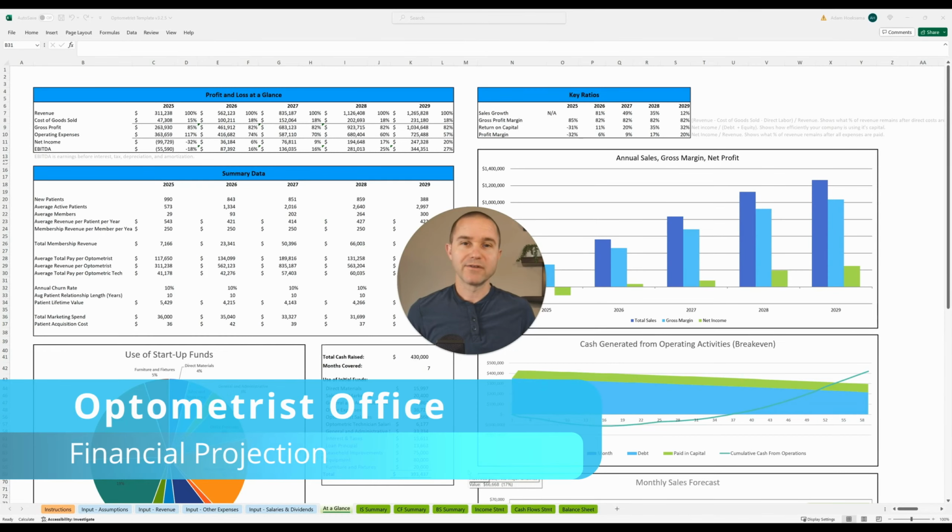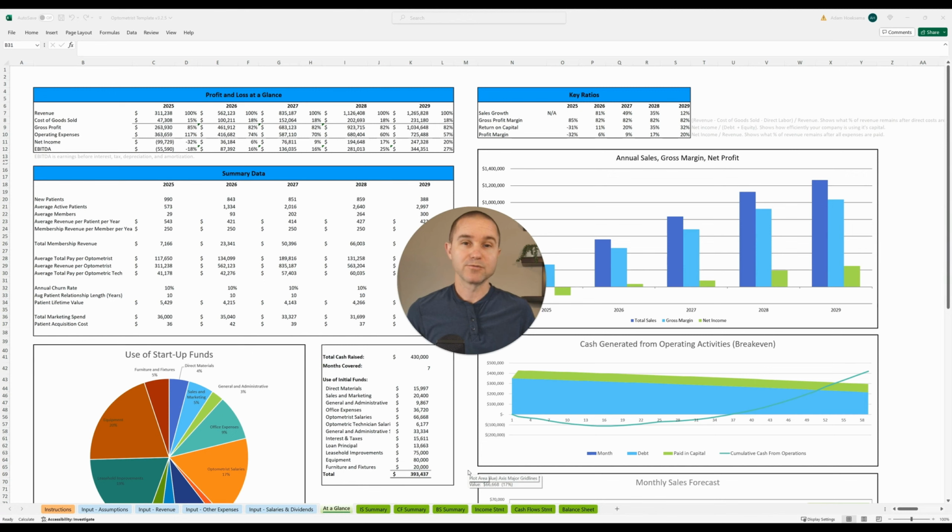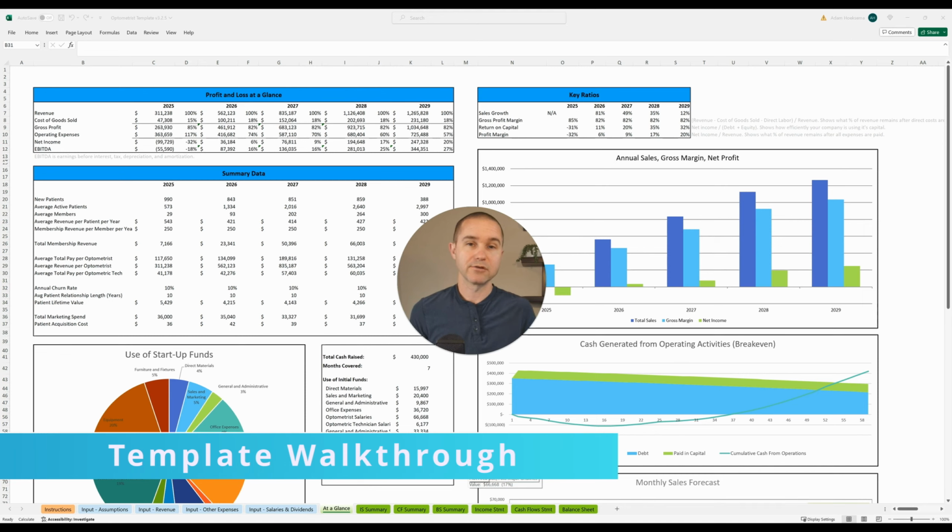Hey, if you're looking to create a set of financial projections for an optometrist office, then you've come to the right place, because we have built a financial projection spreadsheet template specifically to help eye doctors and optometrists create financial projections for potential investors and lenders. And I'm going to walk you through this particular template.